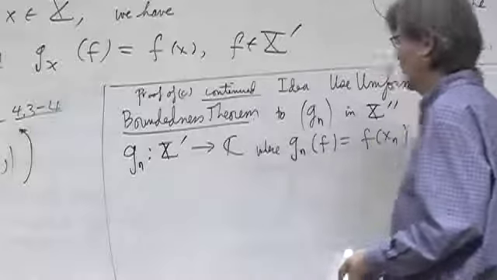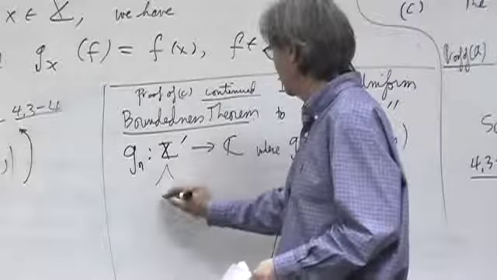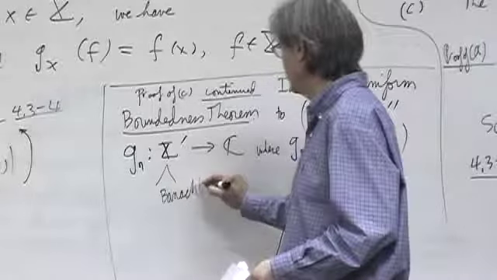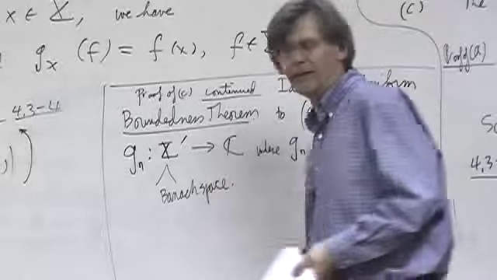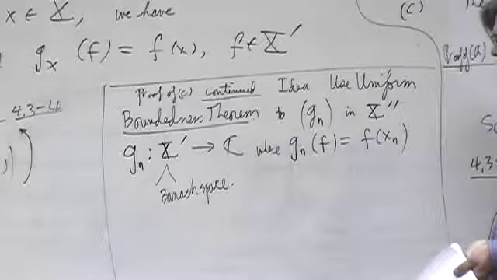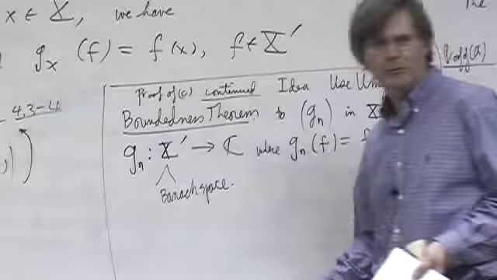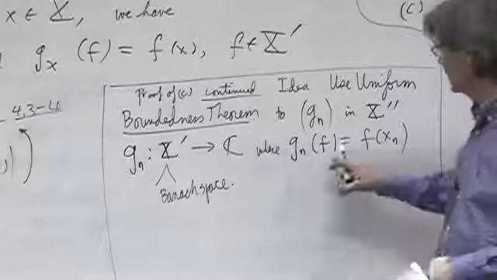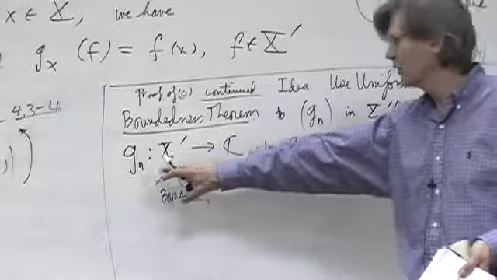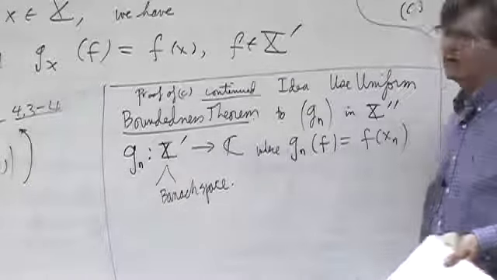So now I have a sequence of operators on a Banach space. This is my Banach space. They're linear functionals, not operators per se, but okay. So Gn is mapping x prime to C, where Gn of f is equal to f of xn. I need to check the hypothesis of the uniform boundedness theorem then. What is that? That means if I fix an element in the domain and take the sup over all n, I get a number that depends only on that element, a finite number. Okay?